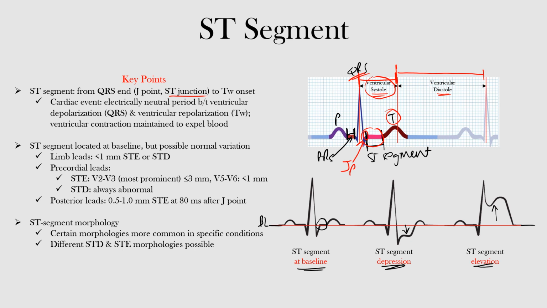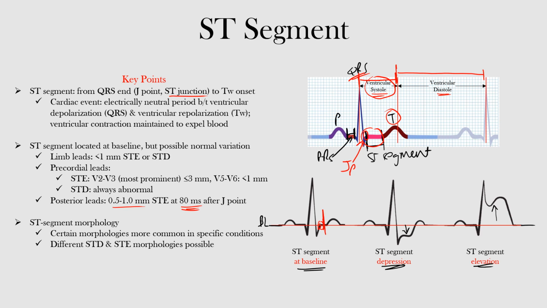So just so you're aware what we mean about this 80 milliseconds after. Remember, this portion here is the J point, and when we talk about 80 milliseconds after, that means about right here, or whatever two small boxes is. Remember, each small box is 40 milliseconds, so find the end of your J point, and then go two small boxes over, that's 80 milliseconds. They've been found at that point: 0.5 to 1 millimeter ST elevation is normal in the posterior leads in many cases.